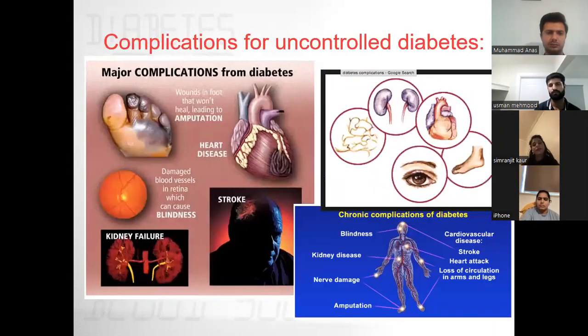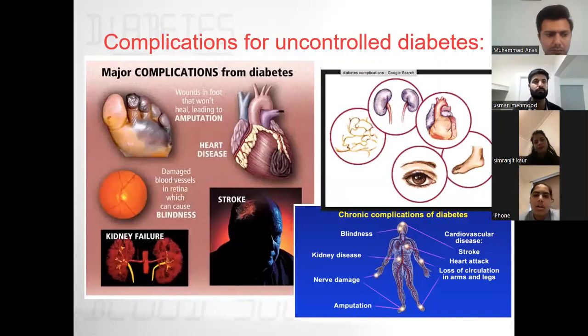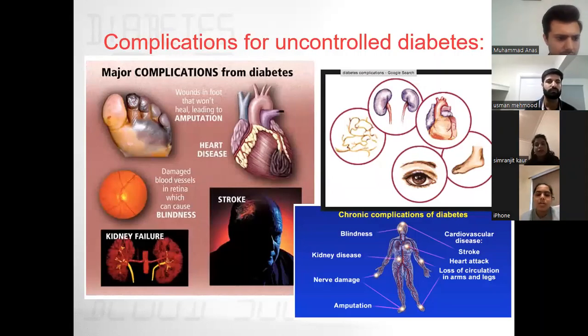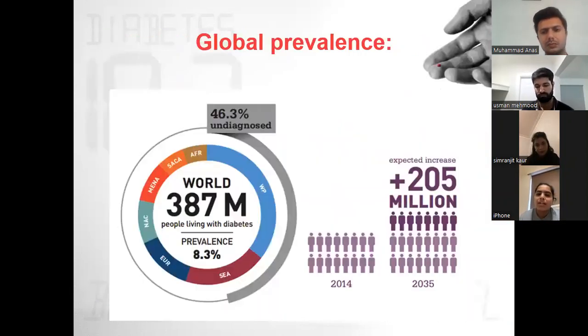Thank you. Hi everyone. Now I would like to talk about the complications of uncontrolled diabetes, which include diabetic coma and DKA, diabetic ketoacidosis. When the cells in the body don't have sugar for energy, they turn to fat for energy, and ketones are produced. Breath smells like nail polish remover.